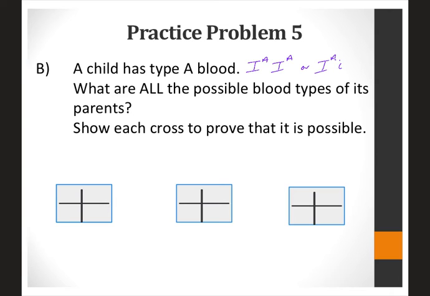All right, so again, for this question, just sort of get yourself set up. We have a child who is blood type A. I'm just going to stop there. That means I know that there are 2 possible genotypes. They're either going to be homozygous dominant, or they're going to be heterozygous for this blood type. So now I need to figure out what are all the possible blood types of its parents, and then we need to show each cross.